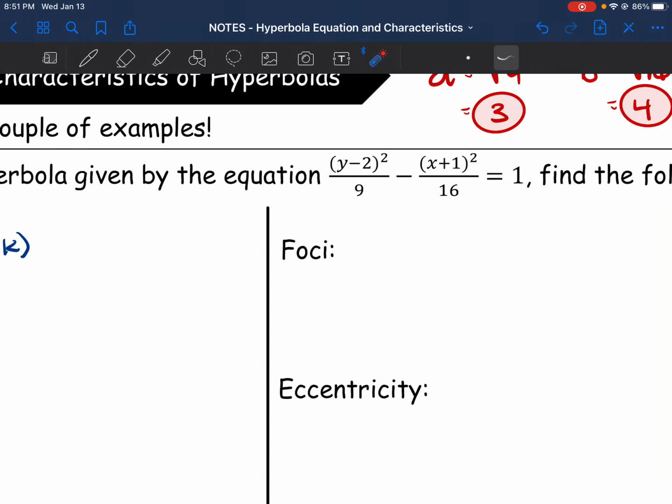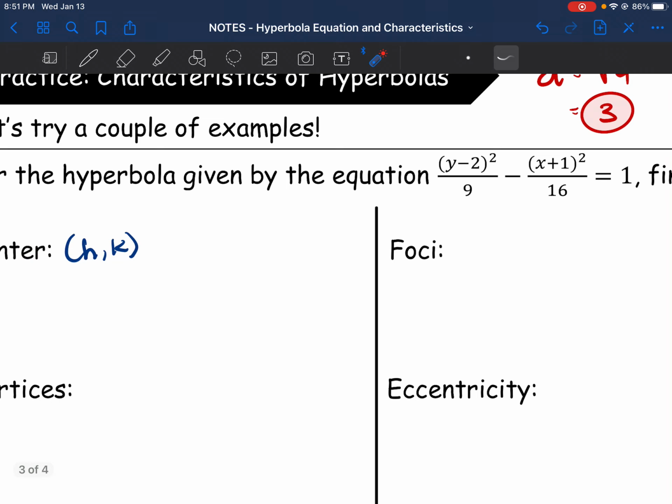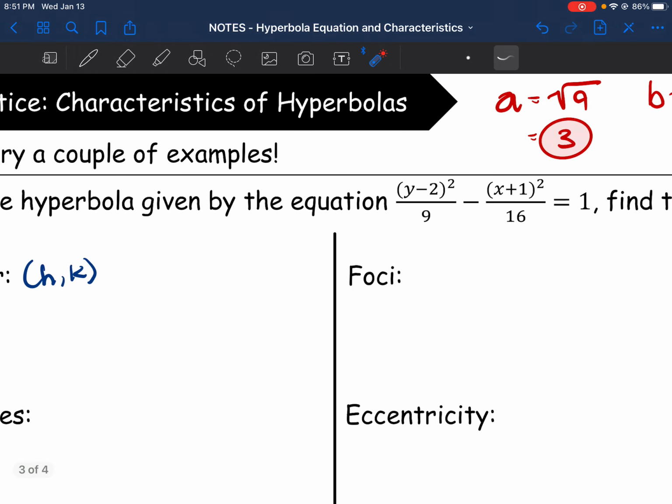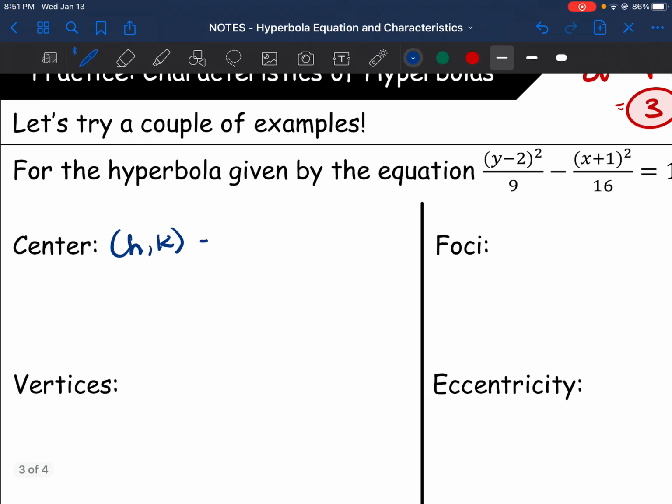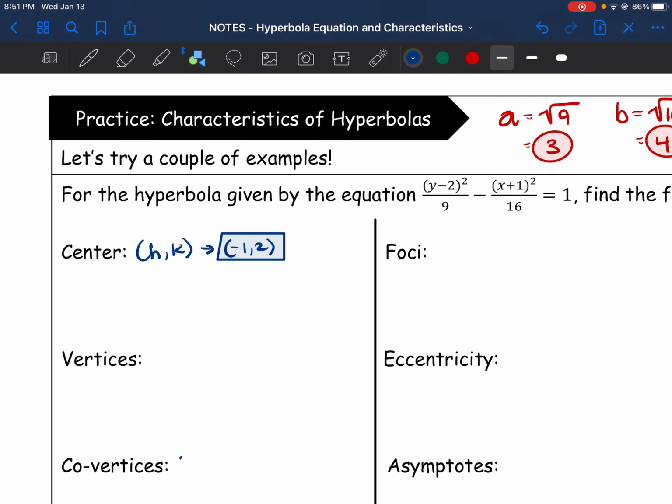So when you're looking at the center, remember that coordinates are always x first, then the y value. So the center in this case, since x is over here, the center is going to be -1, 2. Okay, so make sure that you're a little careful when calculating the center of a hyperbola.